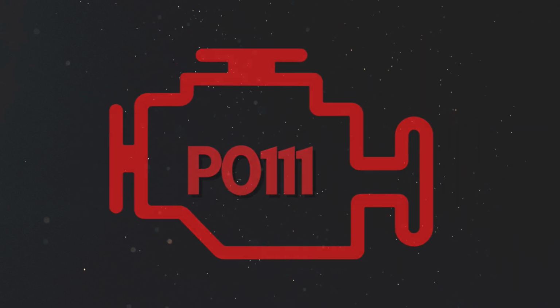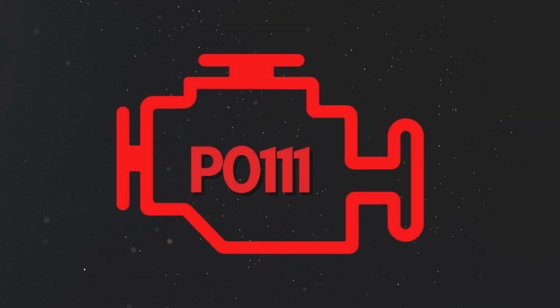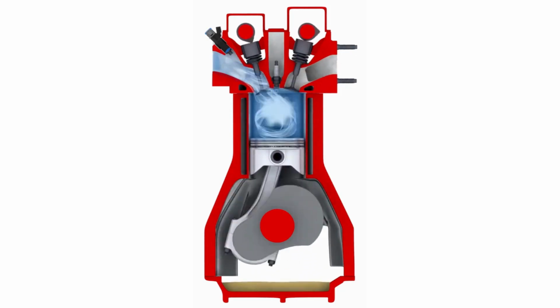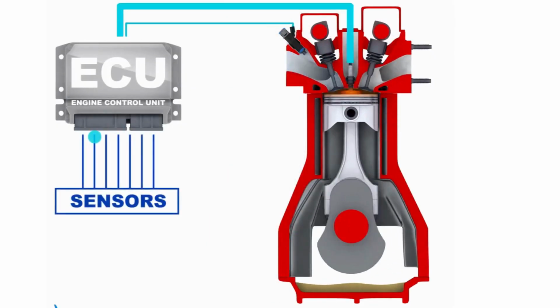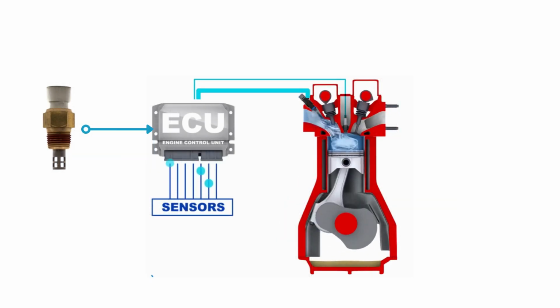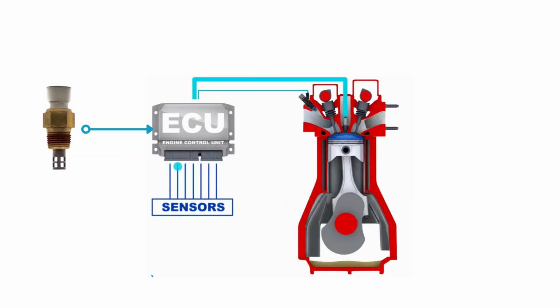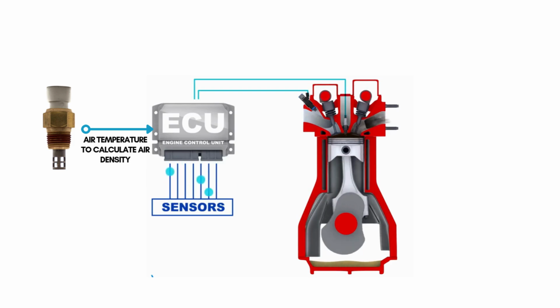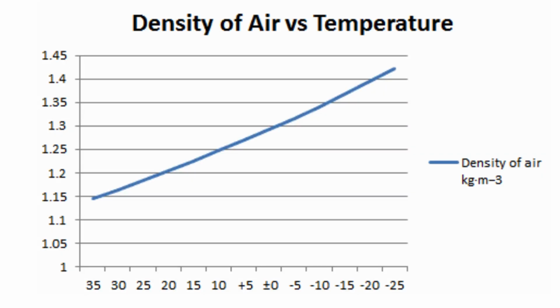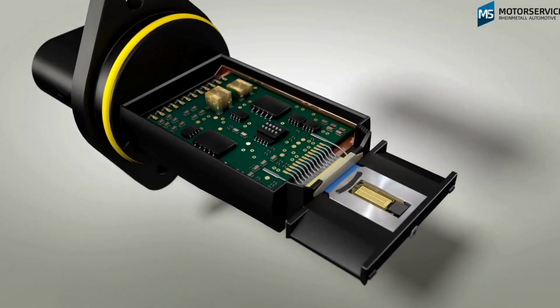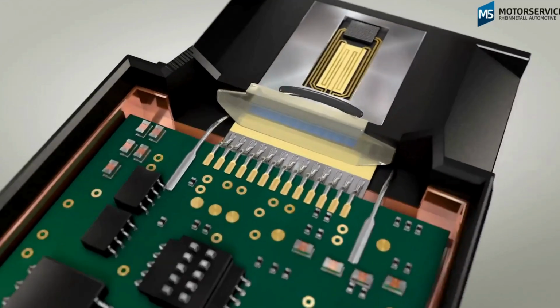Now let's understand why the P0111 code gets triggered. For the fuel injection system to work properly, the engine control module, or powertrain control module, needs to know how dense the air entering the engine is. Air density directly affects how much fuel the engine needs for efficient combustion, and air density is closely tied to air temperature. That's why accurate intake air temperature data is so important for smooth engine operation.